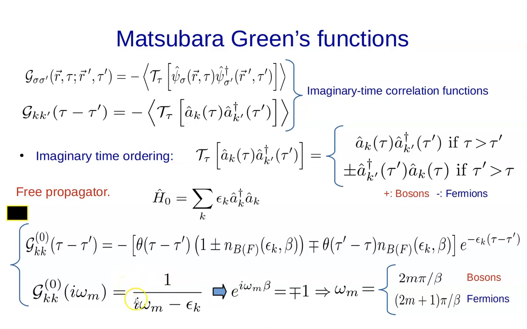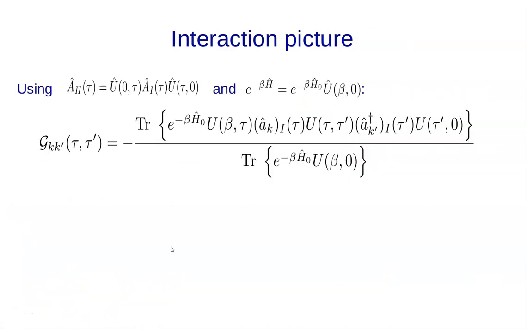In real life, for an interacting system, this is not so easy to do. So we have to do it via Feynman diagrams, in a very similar way to what we did for the zero temperature time-ordered Green's functions. Let's see how that works. All right, so let's write the Matsubara Green's functions now in an interaction picture. I'm going to use those two properties that we derived in the first slide. With those, if I take this one and plug it in here, and these two plug in here and here, and notice that u beta 0 times u 0 tau is u beta tau, just from the properties of this propagator, what I get is this.